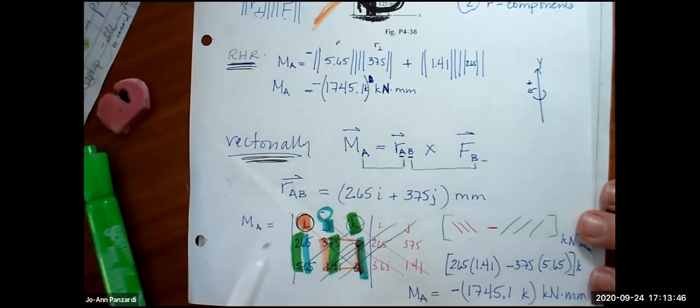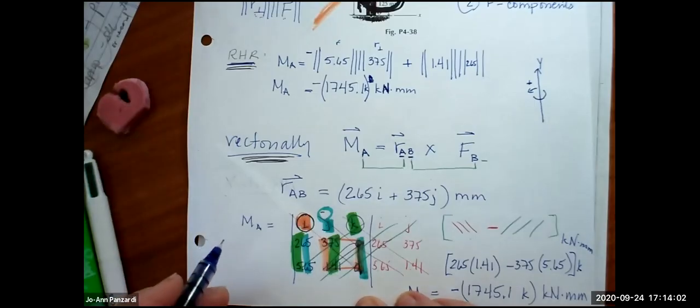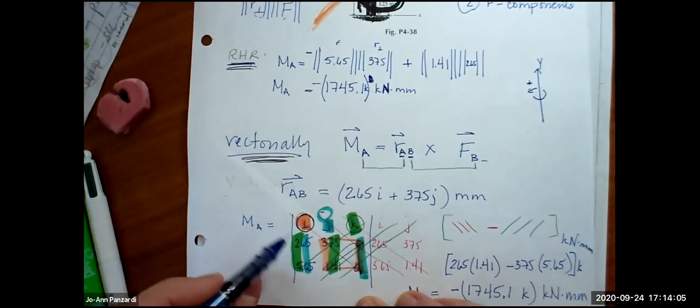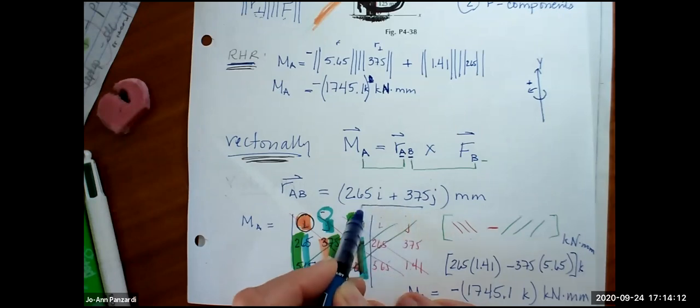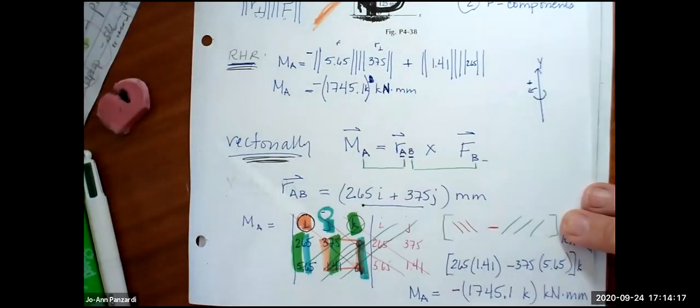It's easier than that. You can just do a matrix that's 2 by 1, that's 265 and 375. That's matrix R. And then you can do another matrix that's 2 by 1, that's 5.65 and 1.41. That's matrix F. Matrix R is just the 2 components of it, 265 and 375. Matrix F is just the 2 components of it, 565 and 141. And then you say R cross F on a calculator and it does it.